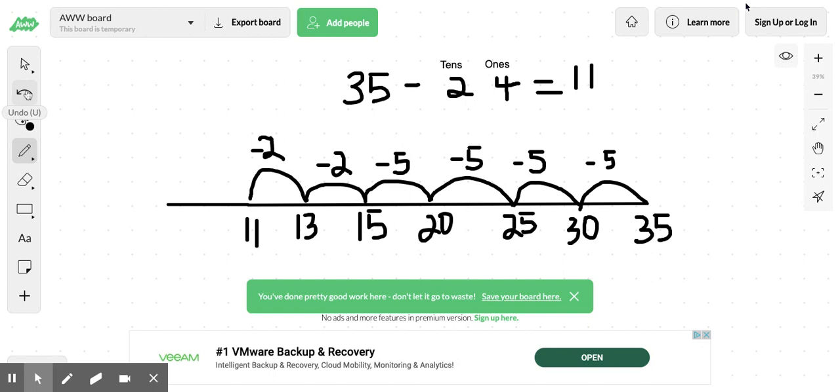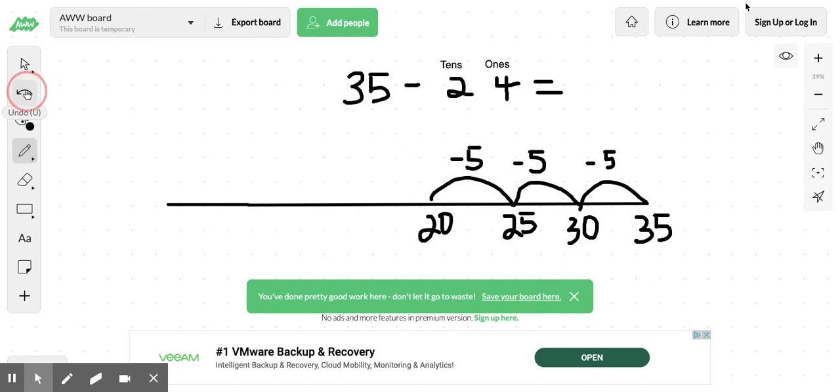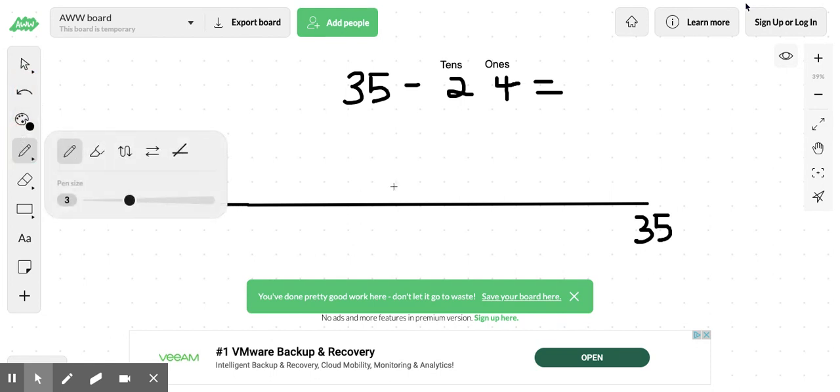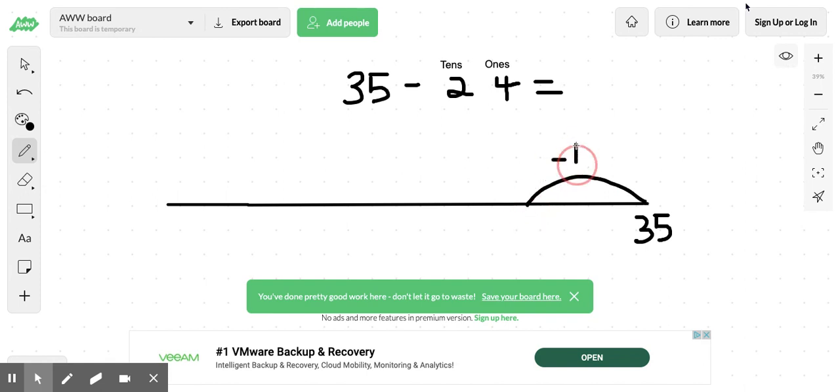Now, you can definitely go with higher numbers if you are comfortable. You don't have to just go down by 5s. If you're comfortable going down by a bigger number, we can definitely do that too. So let's quickly try that. We can go, let's say, by 10s. 35 subtract 10 would be 25. 25 subtract 10 would be 15.